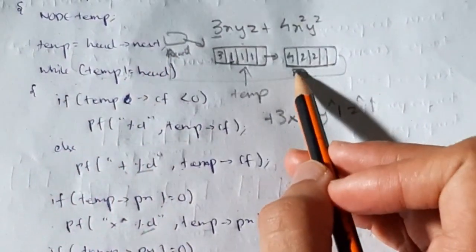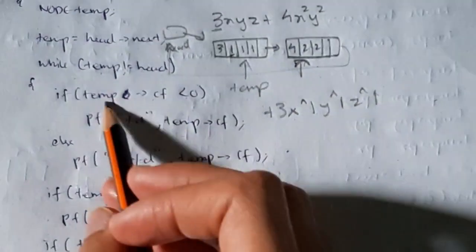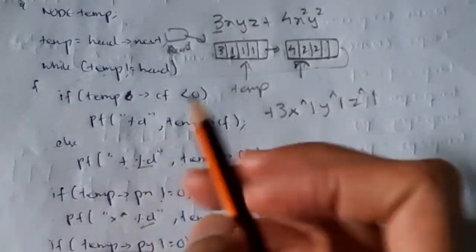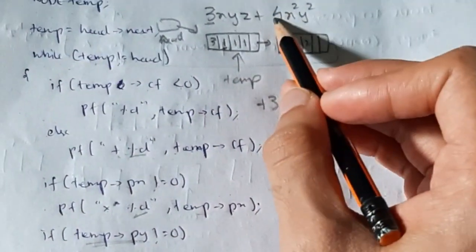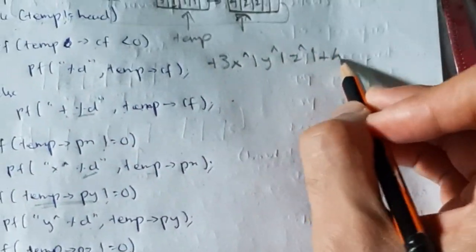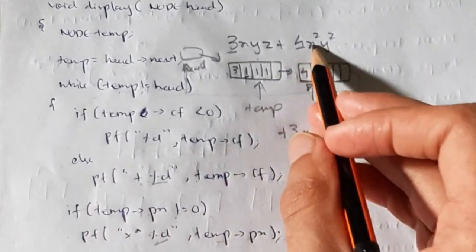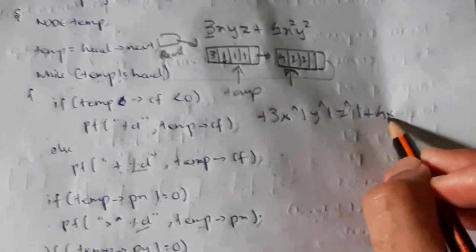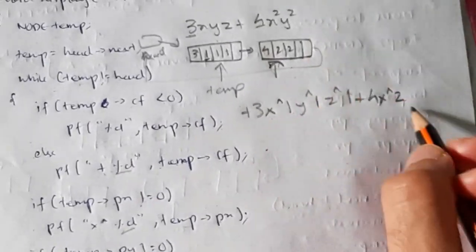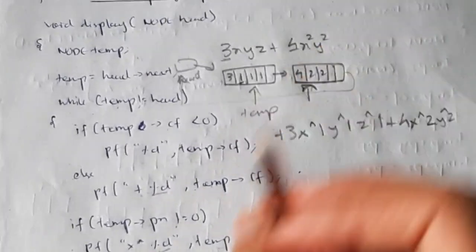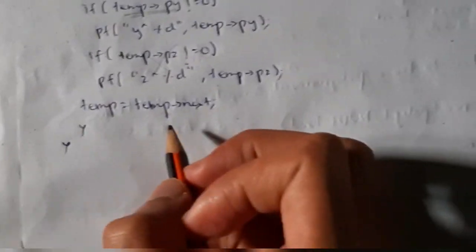Temp is not equal to head, so it will print here percentage d temp arrow cf. So temp arrow cf is 4, so plus 4 will be printed, and then temp arrow px will be checked. It's not 0, so it will print x raised to 2, then y raised to 2, and z is 0, right? See, temp arrow pz is 0, so this will not be executed, and it will just end here, and temp will go to the next location.